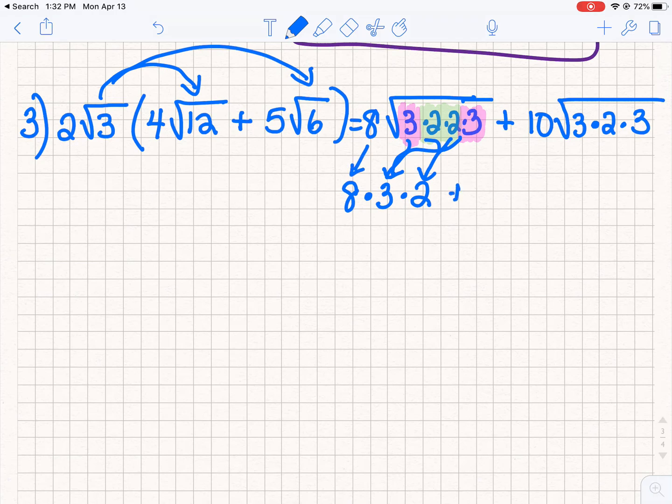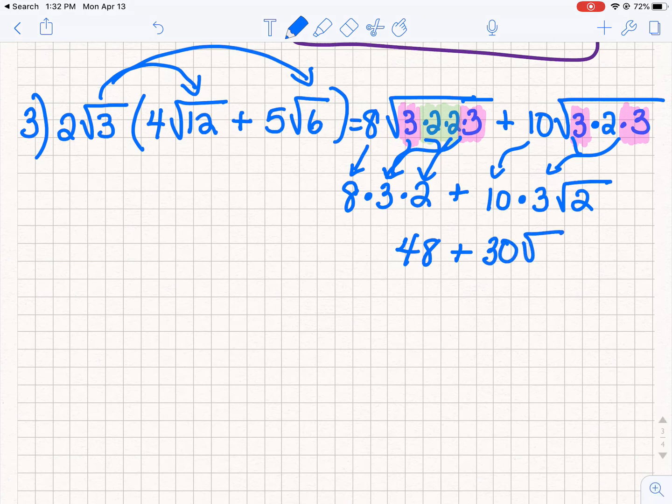Okay, now in the second radical, someone does get left behind. We have a 3 and a 3. And waiting outside is the 10. So the 10 is on the outside, the 3s come together and escape, and 2 is left behind. Okay, so our final answer here, let's see if you got it right, is 8 times 3 times 2. Well, 8 times 3 times 2 is 48, plus 10 times 3 is 30, and your root 2 is there. There's your final answer.